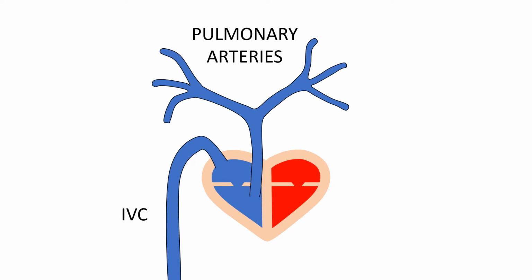Thrombi usually form in the deep lower extremity veins or pelvic veins, traverse up the IVC into the right atrium, right ventricle, and eventually get lodged in the pulmonary arterial system.